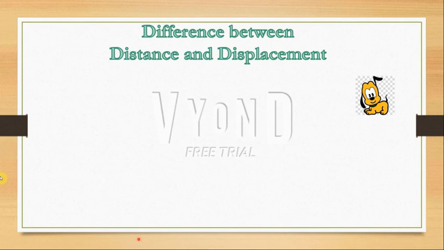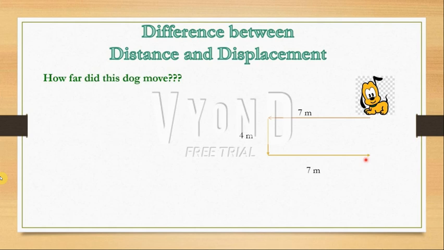So let's see this. We have this little puppy running in the garden. This puppy is running for 7 meters to the west. Then, for no other reason than being happy, he decided to cover 4 meters to the south. Then he started to chase a butterfly, so he moved for 7 meters to the east. And the question is, how far did this dog move?